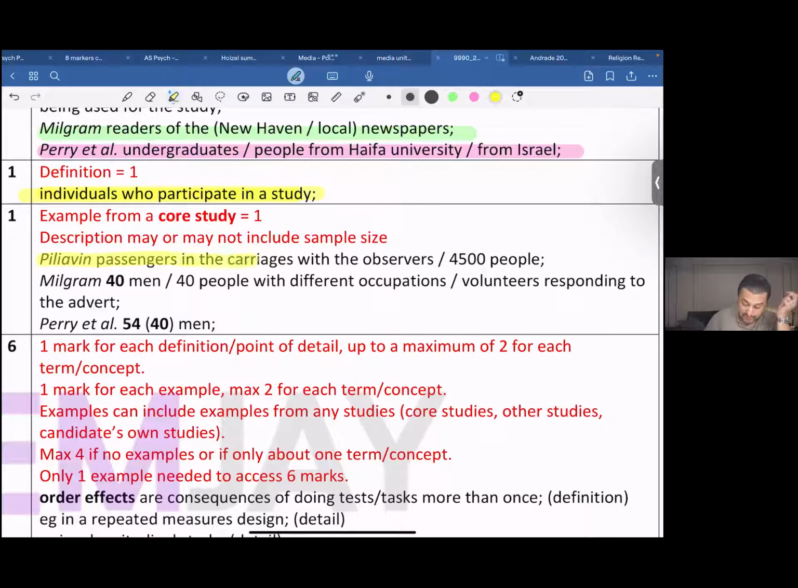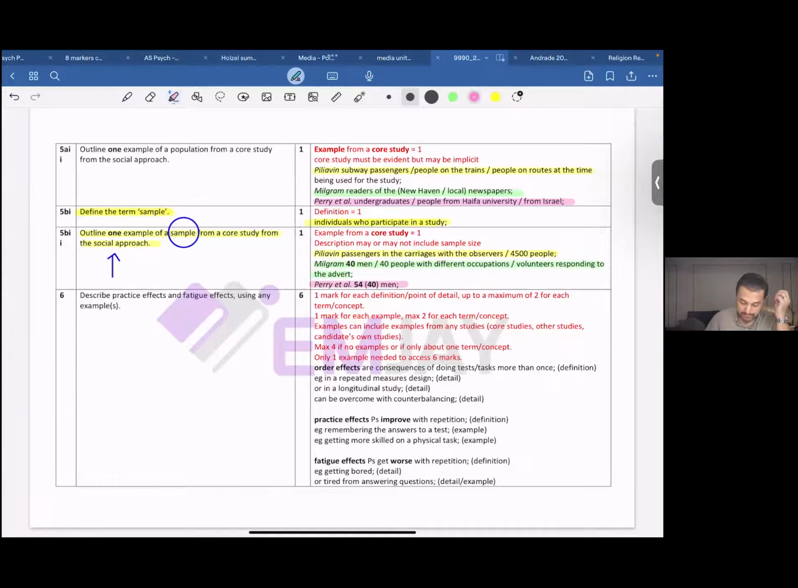Piliavin's passengers in the carriage with the observers, there were an estimated 4,450 people. For Milgram, there were 40 men. These 40 people were from different occupations, volunteers responding to an advertisement. You want to use the example of Perry, there were 54 or 40 men, right? Now, taking this a step further, moving on to question number 6.